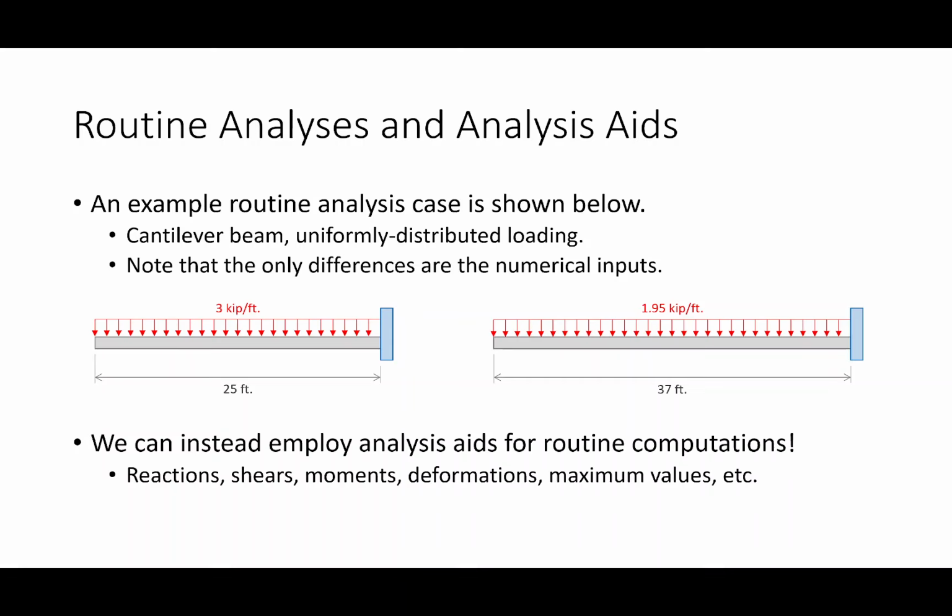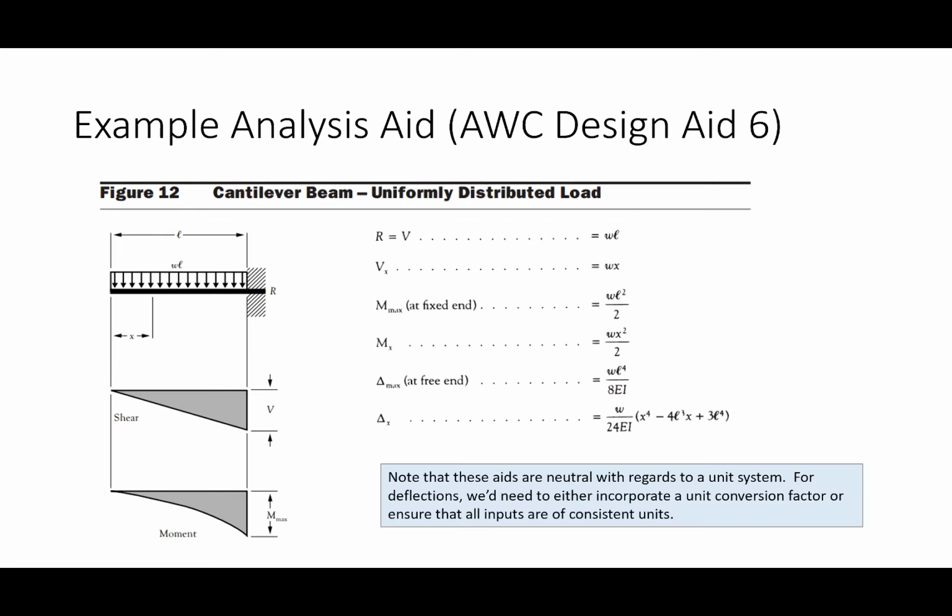So my question is, can't we develop some formulas that we could use to aid these routine analyses, these routine computations? Yes. This is such an example of that. By the way, this comes from Design Aid 6 from the American Wood Council. So this is an aid that you could download today off the web. But this is a design aid for use in structural design. There are similar ones in the steel manual, similar ones put out by PCI and what have you.